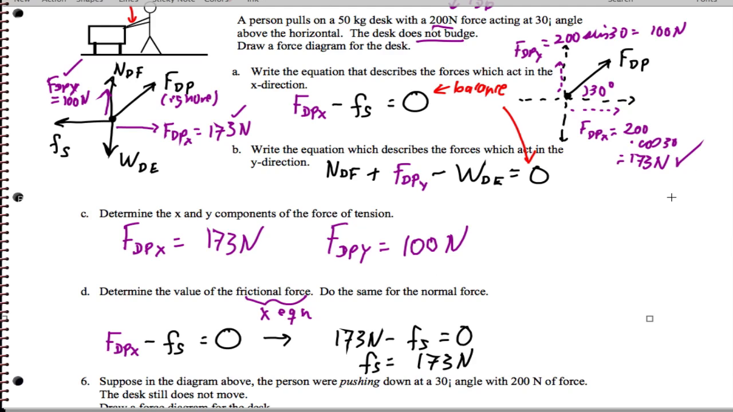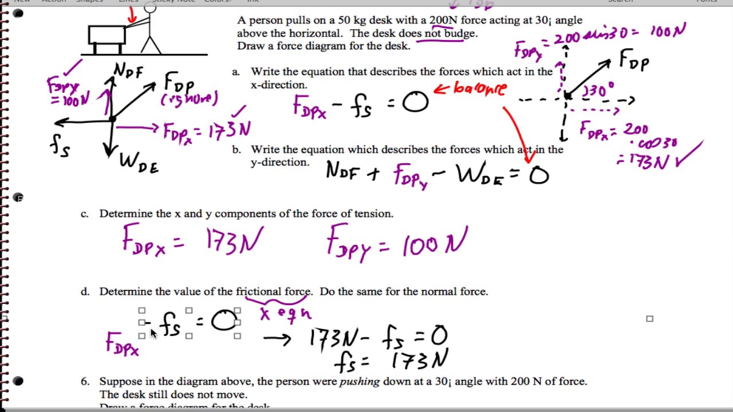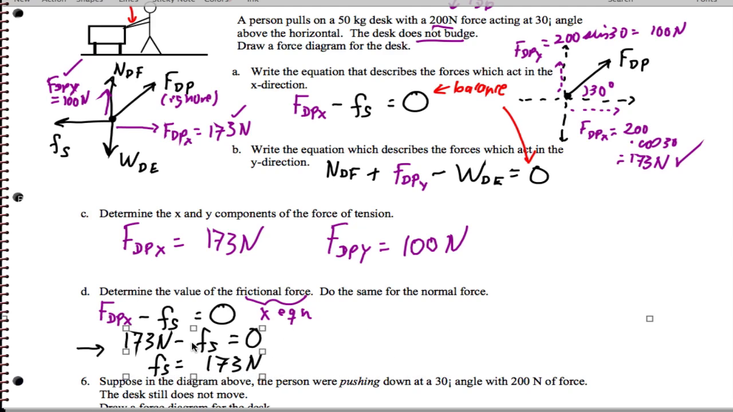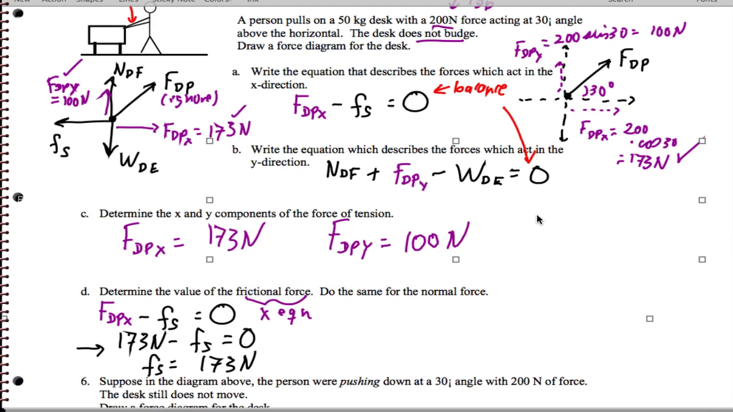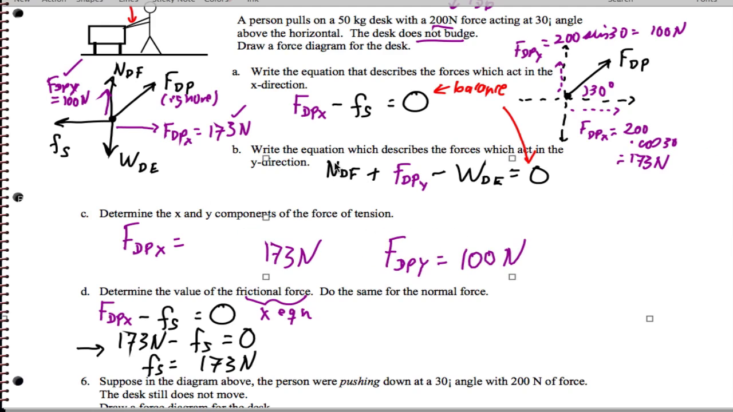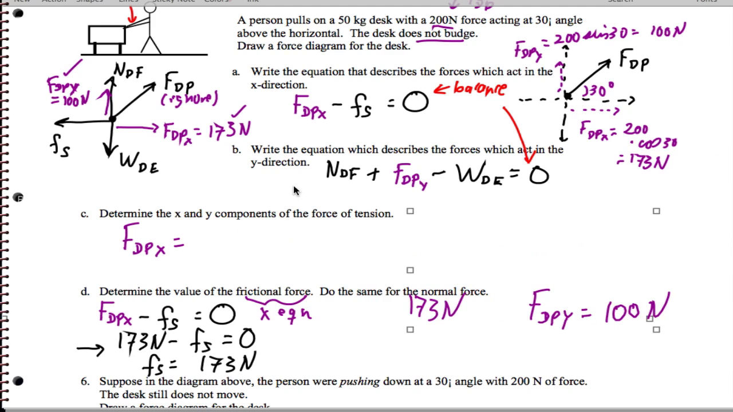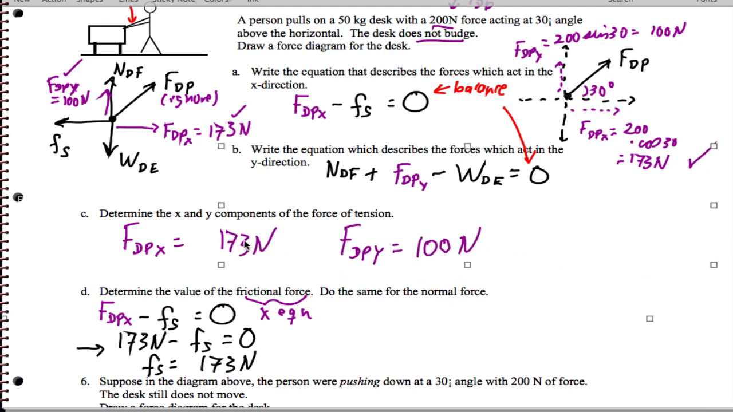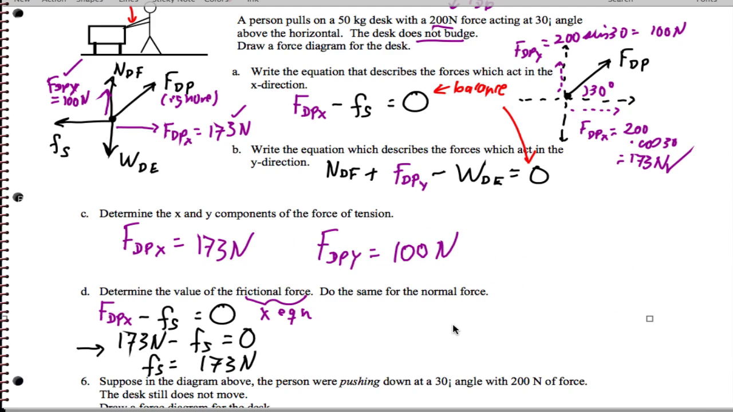Now, it says do the same for the normal force. So let me just move this answer right here. I'll move this over, move this up a little bit, and put all this here. Now, for the normal force, we're going to use the same idea. So let me just go ahead and try to get this equation back where it belongs, right here. Excellent.